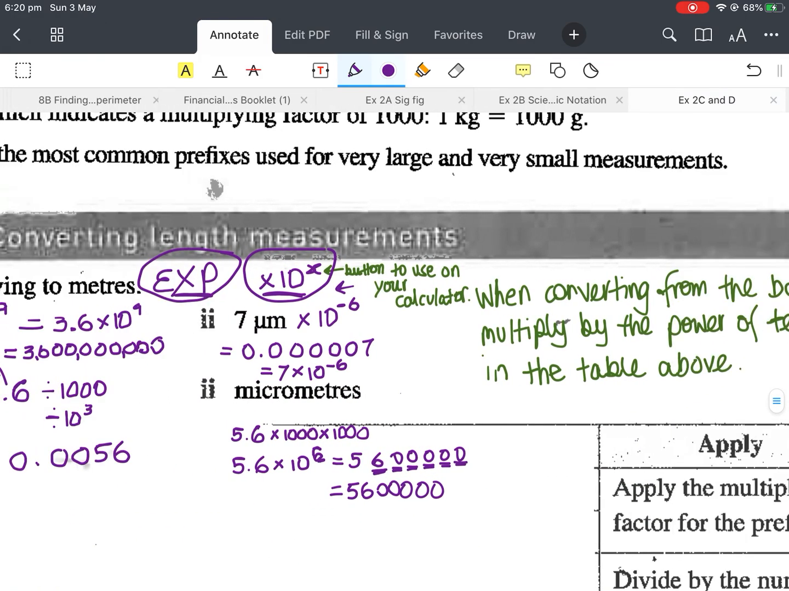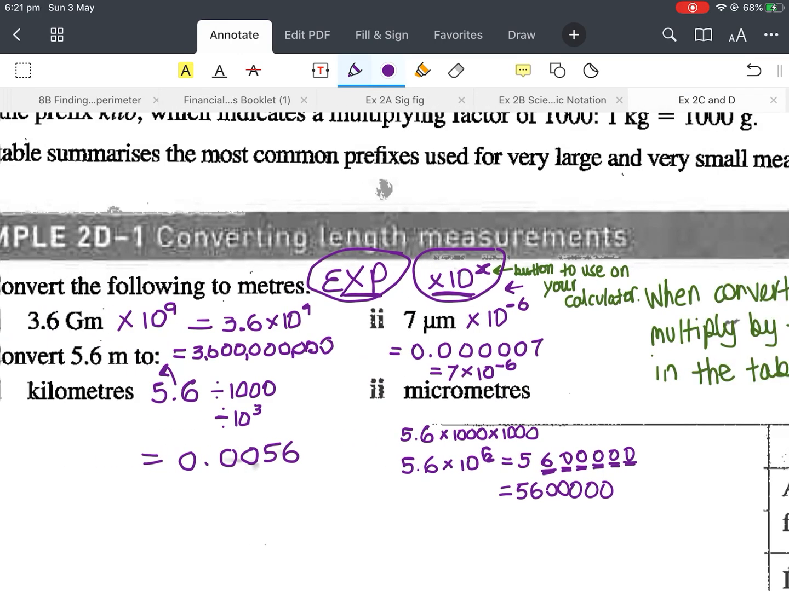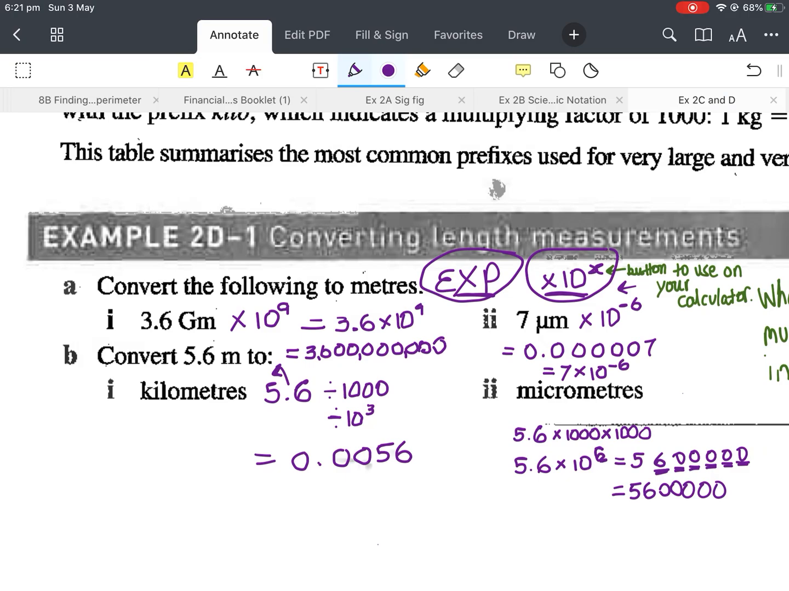So here I've multiplied by 10 to the negative 6 if you want to use that, or I divided by 1,000 twice. So if I go 7 divided by 1,000 divided by 1,000 on my calculator, I would also get that decimal there, 0.000007. All right, so when you're converting 5.6 meters to kilometers, it's the other way. So now instead of timesing, you're dividing. So follow my jumps or do what they do in the examples.